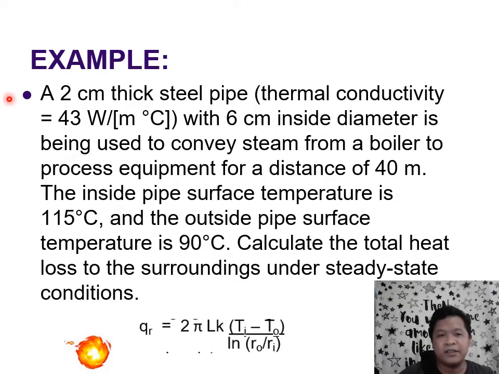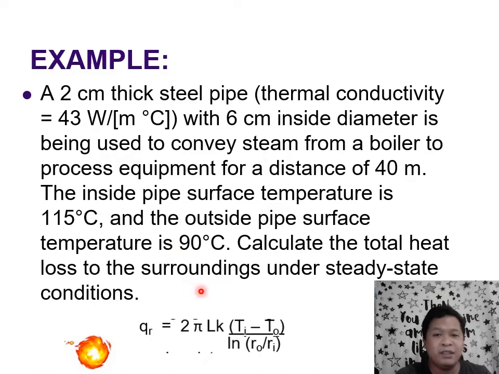Okay, let's look at the sample problem. There's a 2 cm thick steel pipe with 6 cm inside diameter conveying steam over a distance of 40 meters. So the pipe itself is 40 meters in length. Okay, the inside carries steam and the outside is open to the atmosphere. And if you measure the temperature inside and outside the pipe respectively, you would get 115 and 90 degrees Celsius. Calculate the total heat loss assuming steady state conditions.